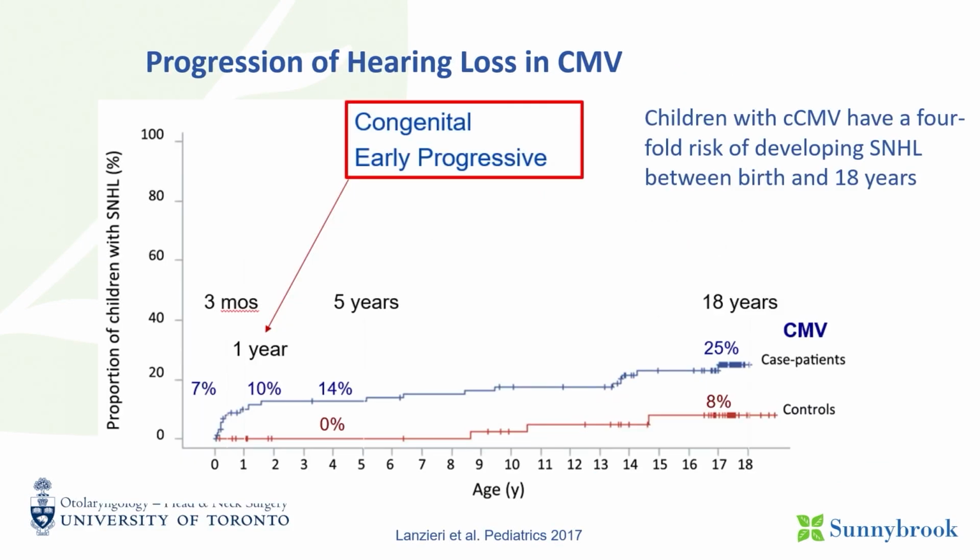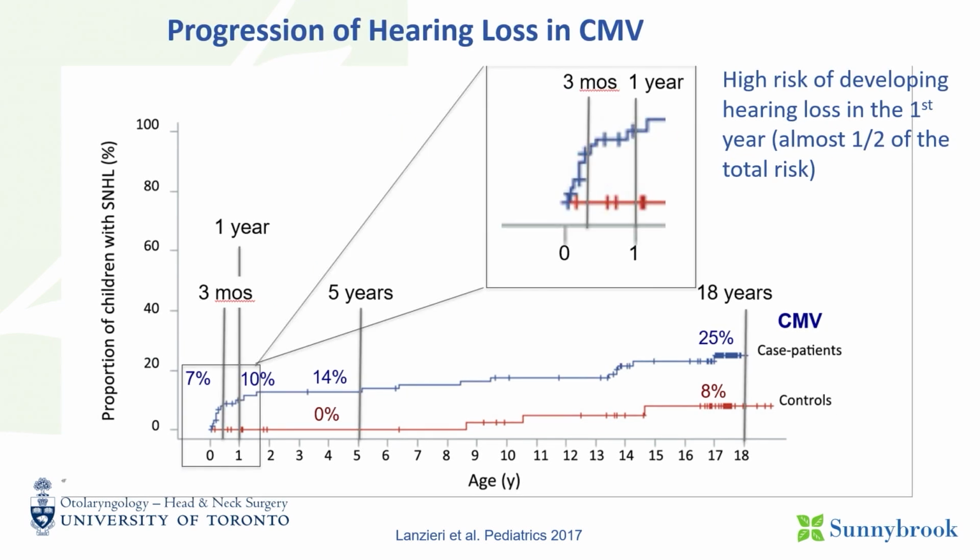So this is a study from Lanzieri from the CDC in 2017, and it shows that kids with congenital CMV have an almost four-fold risk of developing sensorineural hearing loss over time. And if we zoom in a little bit, what's really critical here is that you see that almost half of that total risk happens from 3 months to 1 year. So if you think about newborn hearing screening programs, when babies are being screened in the first day or two of life, we're missing a lot of these kids with our screening.